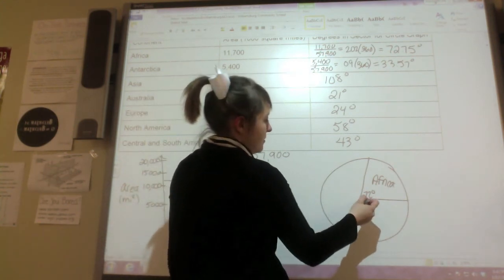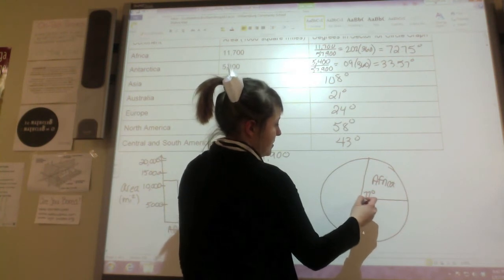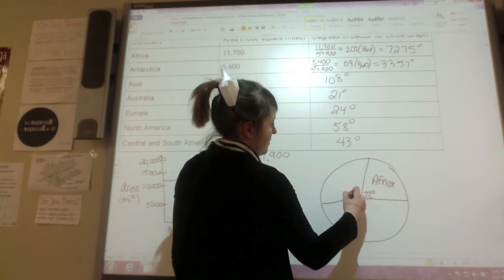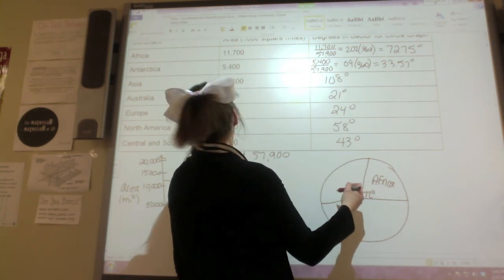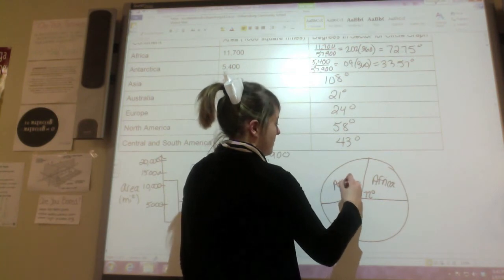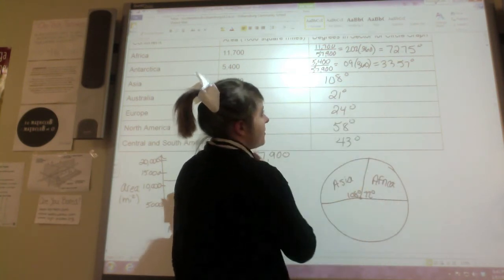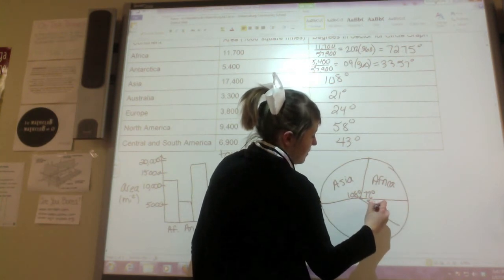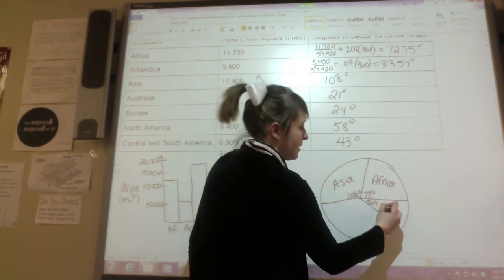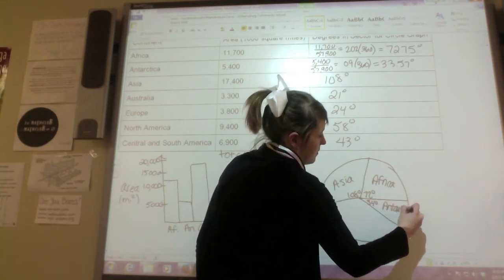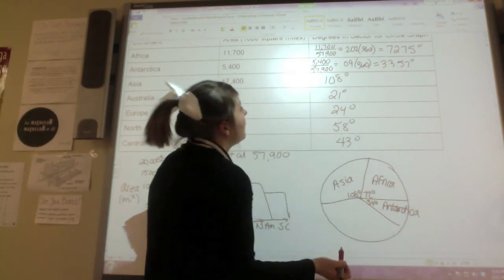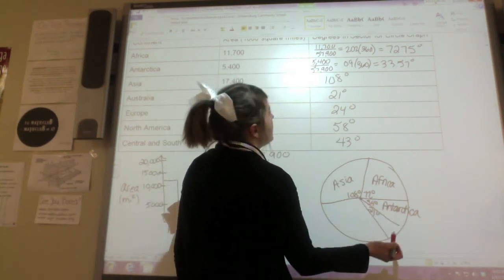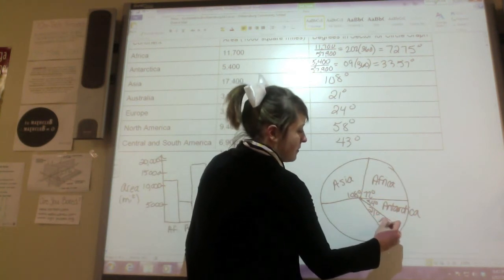108 degrees, that's going to be obtuse. So that's going to be about here. And that's Asia. Okay, 34 degrees, I'll estimate that about here. So that's Antarctica. 21 degrees, it's going to be slightly less than that. That'll be Australia.